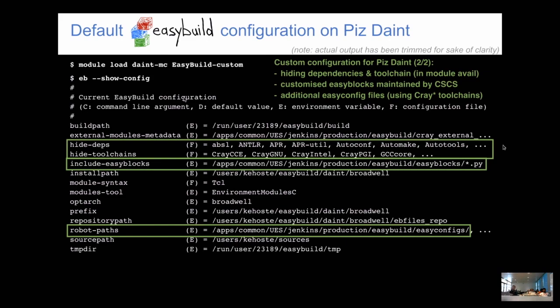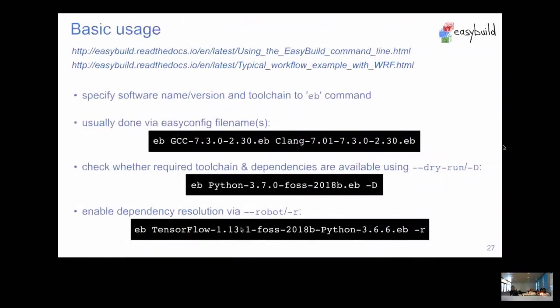And then the other part of the custom configuration here, CSCS has configured EasyBuild to hide a whole bunch of dependencies and to hide the Cray toolchains. So the view you get in module avail is not too much, let's say. Some things are there but are hidden from main view. And they also have some custom EasyBlocks that they are using to install software and some custom EasyConfig files that they list in this subdirectory, apps. So that's a whole bunch of configuration.